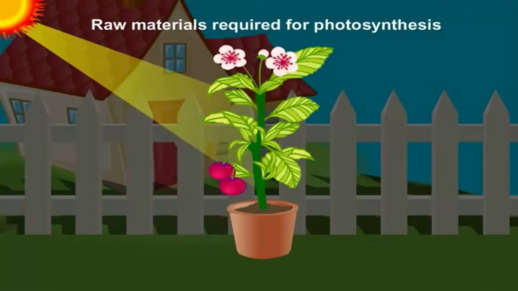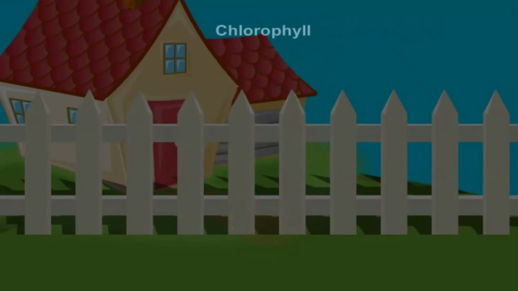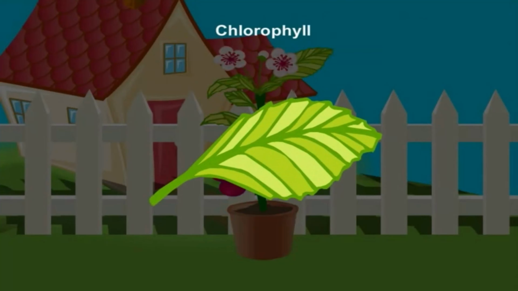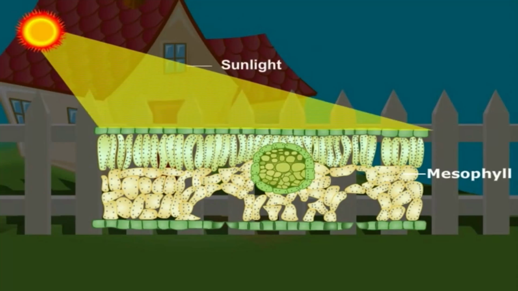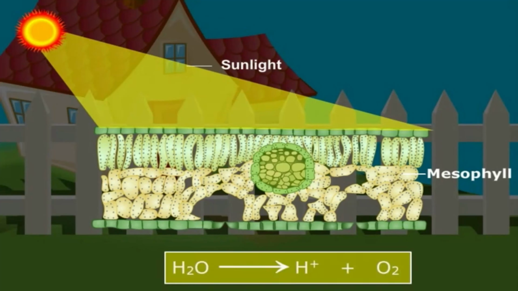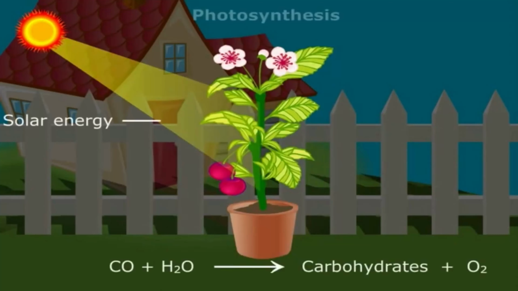What are the raw materials required for photosynthesis? The raw materials are carbon dioxide, water, sunlight, and chlorophyll. Let's talk about chlorophyll. In plant cells, chlorophyll is found in cell organelles called chloroplasts, which are primarily found in the mesophyll cells of leaves. This pigment helps in absorbing sunlight during photosynthesis, which brings about the splitting of water molecules into hydrogen and oxygen. The solar energy absorbed by chlorophyll gets converted into chemical energy of food during the process of photosynthesis.